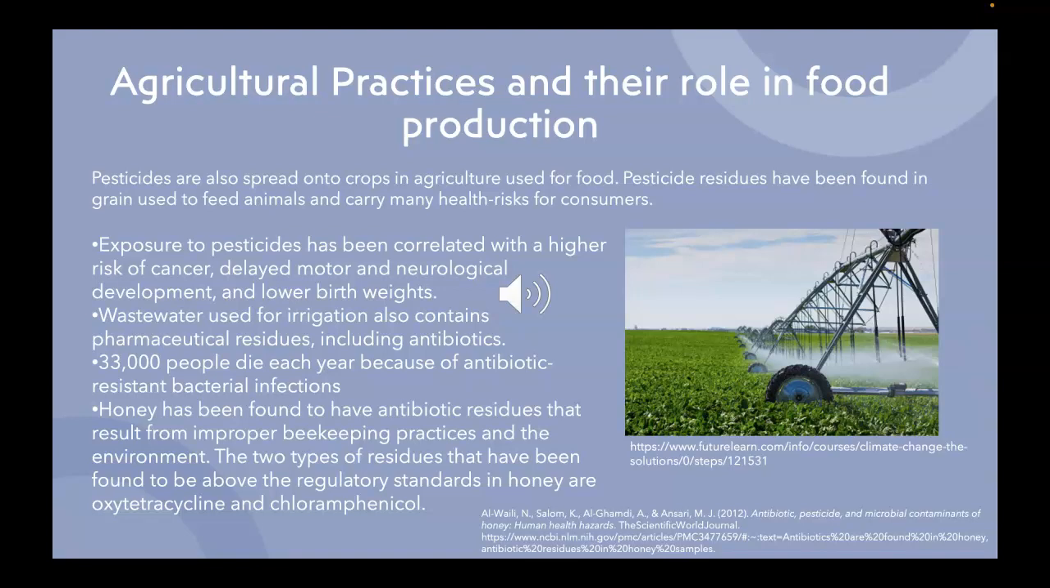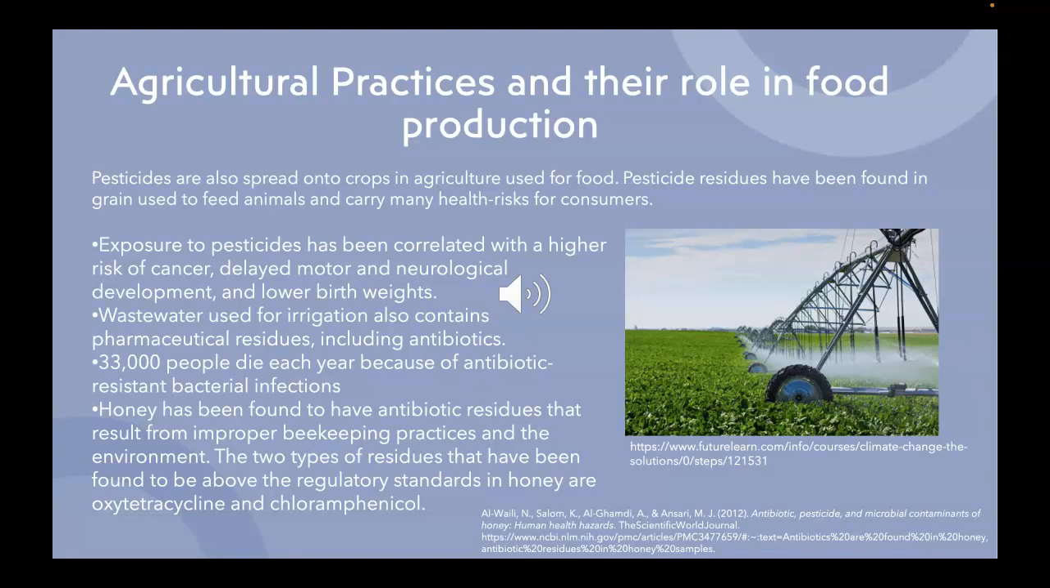This slide discusses agricultural practices and their role in food production. As we know, pesticides are spread onto crops in agriculture used for food. This is done in order to control weeds and to control insect diseases and infestation. Pesticide residues have been found in grain used to feed animals, and they also carry many health risks for consumers.